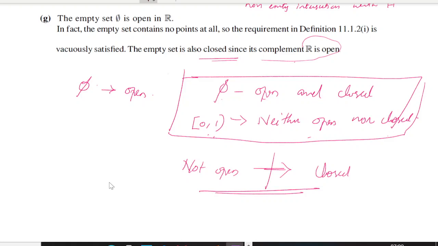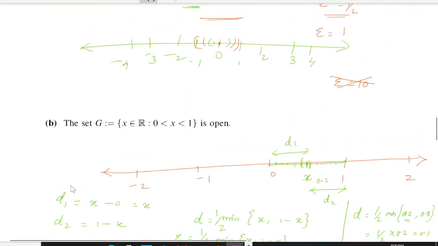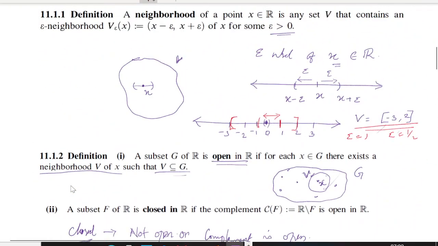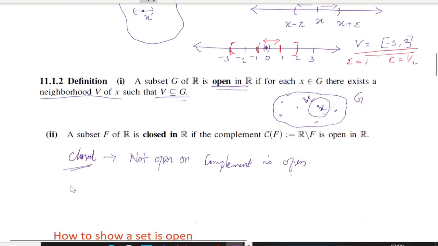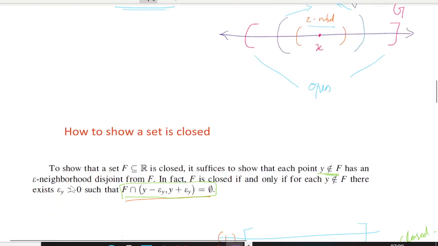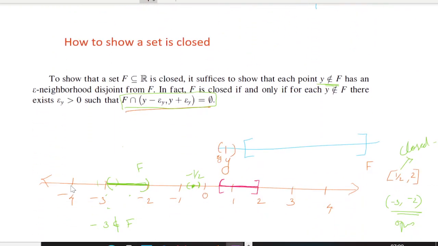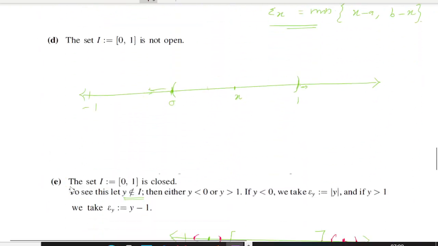So in today's class, we have seen the definition of a neighborhood, then the definition of open sets, the definition of closed sets, how to show that a given set is an open set, how to show that a given set is a closed set, and we have seen some examples also.